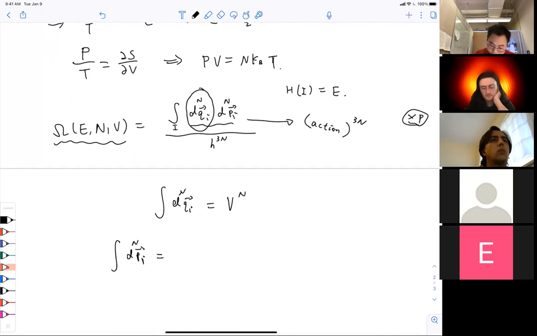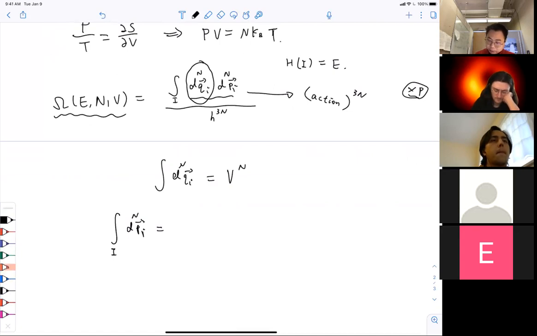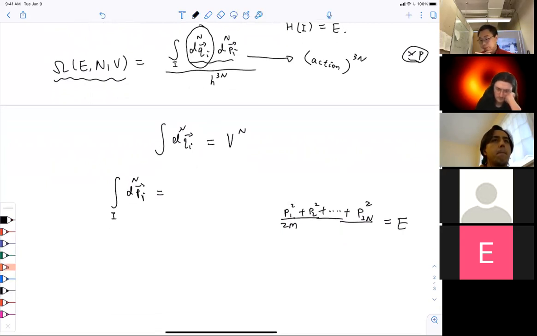For the momentum part, the region is a hypersphere, right? Because the only constraint is 1/2m times (p1 squared plus p2 squared plus dot dot dot plus p3N squared) equal to E, right? This p1 you can think of as the x component of the first particle. This is the y component of the first particle, and the z component of the first particle. And there are N particles, so eventually there are 3N.